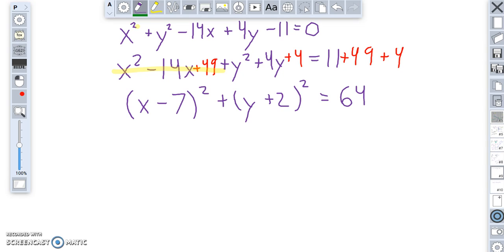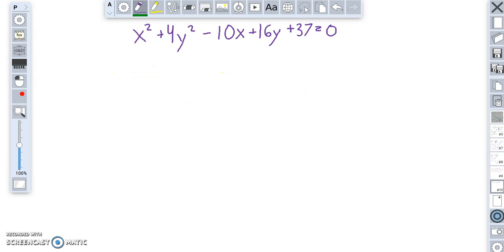But if I'm trying to write this as a circle or ellipse or hyperbola, sometimes I have to divide now by 64. In this case, it's a circle. Circles are in the form x squared plus y squared equals r squared, so the 64 is over there. But if this were an ellipse or hyperbola, I would have to divide by 64 to make it equals 1.